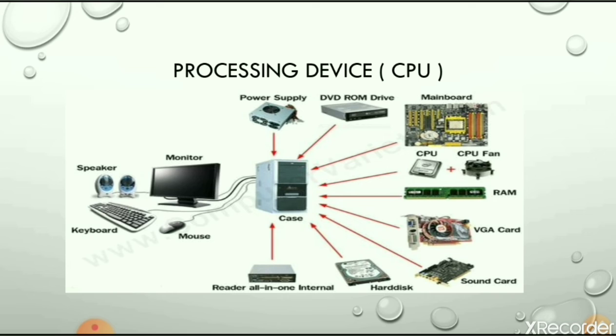The central processing unit, or CPU, is the processing unit of the computer. It is also called the brain of the computer, because the overall working process of the system depends on the CPU. You can see that in the picture. In the CPU box there are many other parts and devices attached to the CPU. Those are the motherboard, sound card, video card, ROM and RAM. Some storage devices are also there, that is, hard disk and CD drive.